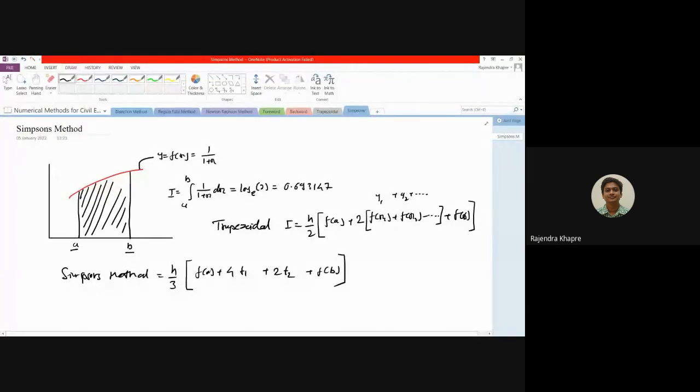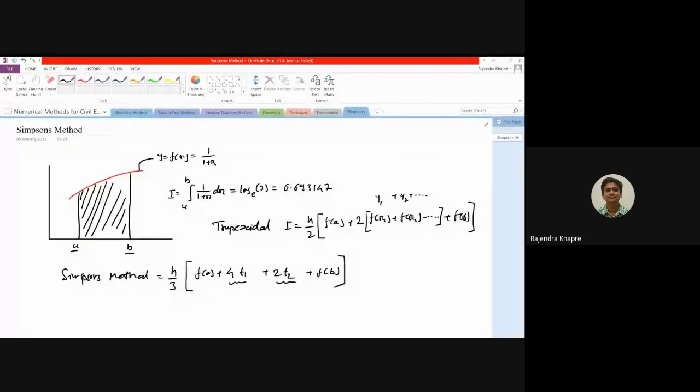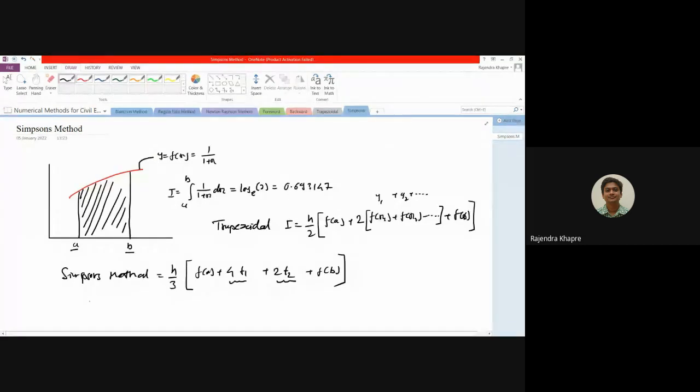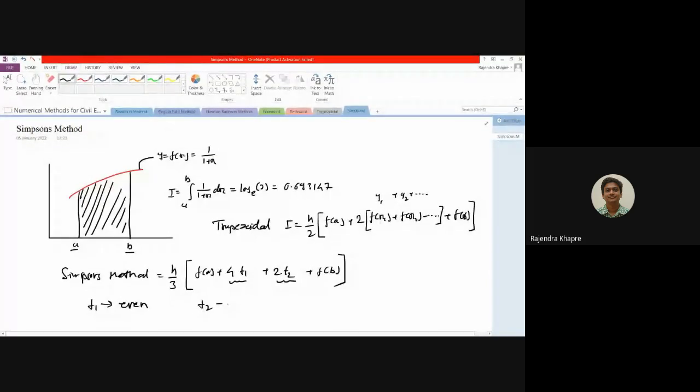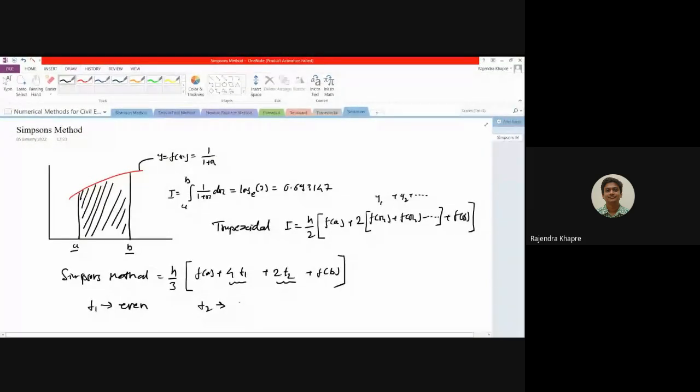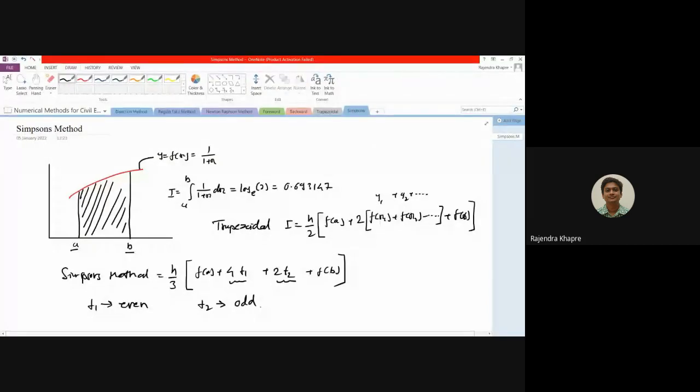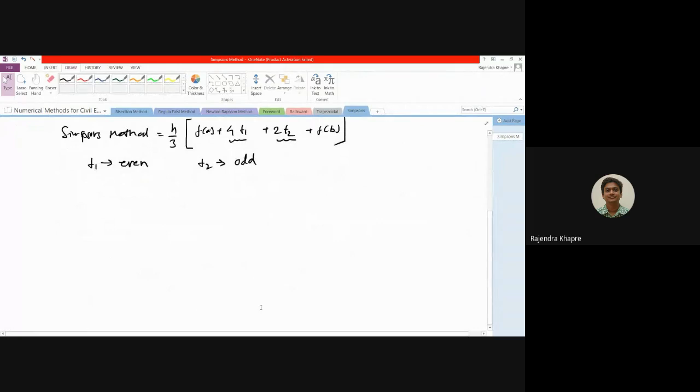Now what do we mean by these T1 terms and T2 terms? The T1 terms are nothing but the sum of, I think not odd, it is even intervals. And your T2 is nothing but the sum of all odd intervals. Now what do we mean by this even and odd? Let us try and understand this.